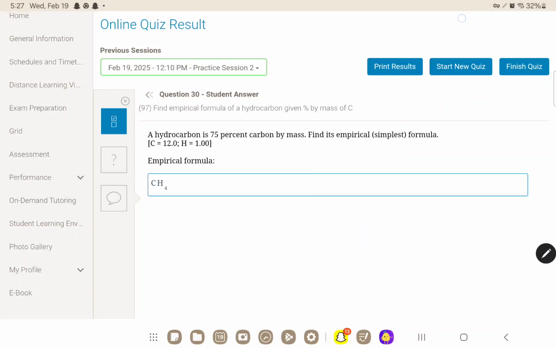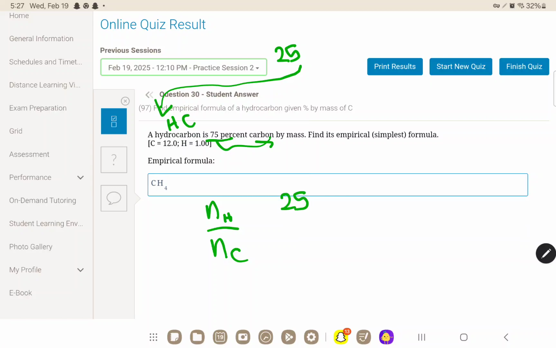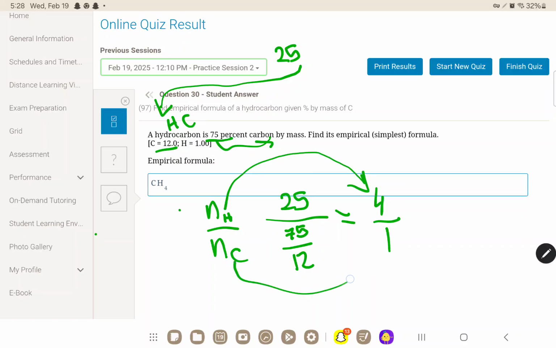Now, last question. A hydrocarbon, so H and C only, is 75% carbon by mass. Find its simplest formula. When you only have 2 elements, this is what you do. You will do the moles of H over the moles of C. So 75 is carbon, so 100 minus 75 leaves you 25% or grams for hydrogen. So this is 25. To find the moles of hydrogen, you divide by 1, which gives 25. Now, for carbon, it's 75 grams over 12. You're going to get 4 over 1. So the H is going to have a subscript of 4, whereas C is going to have 1.